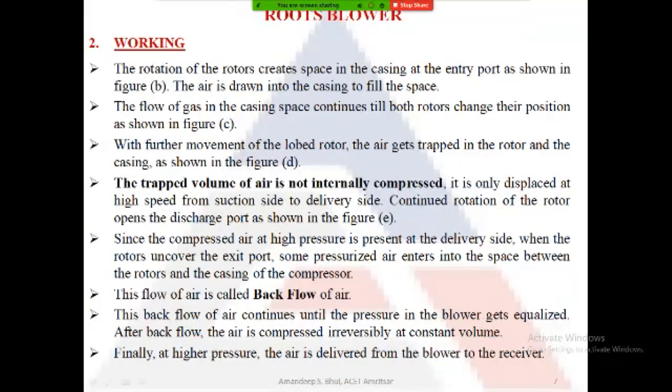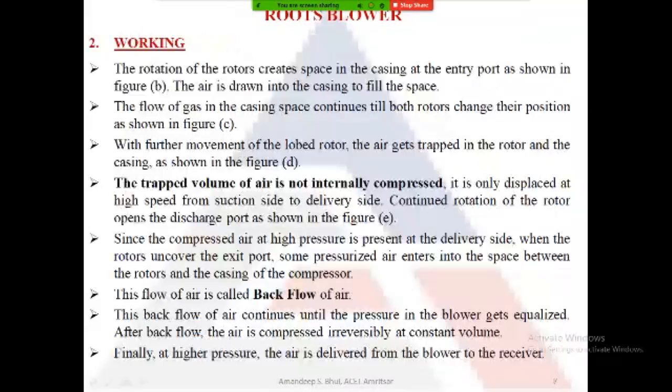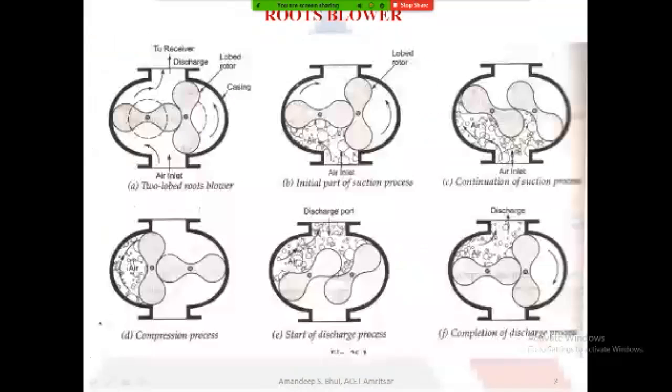Okay. Now at the discharge side the pressure is high. When the rotors uncover the exit port, some pressurized air enters into the space between the rotors and the casing. This process is known as the backflow of air. Now this backflow of air compresses the air, and then this high pressure air is thrown into the discharge side. So this is the working of the roots blower and how the air gets compressed inside this.